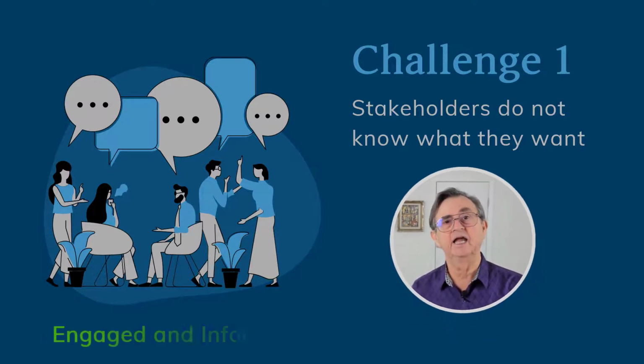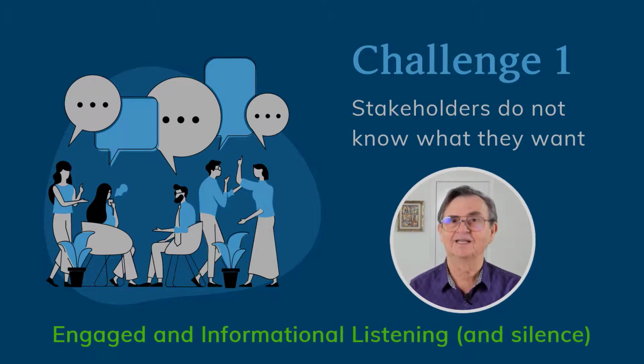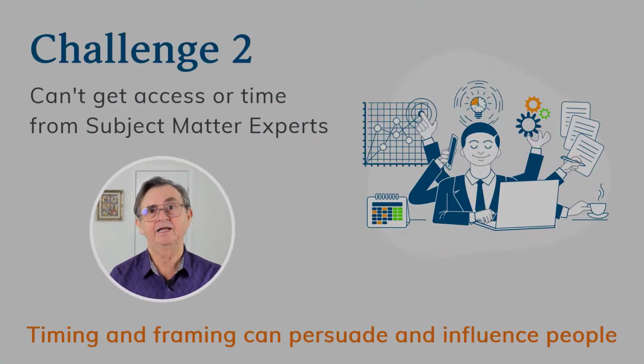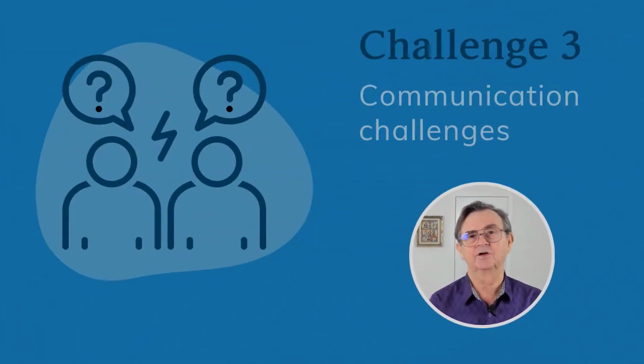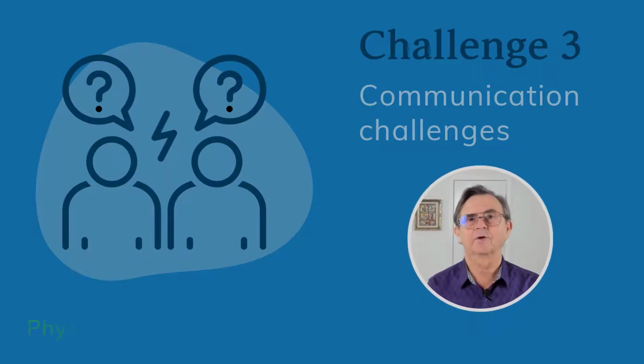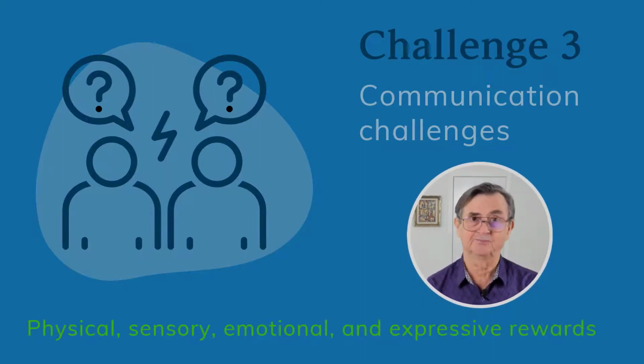Learning and applying techniques like engaged and informational listening and silence in your stakeholder conversations helps them contemplate the business value of their needs. Asking for business value instead of the challenging why encourages stakeholders to express legitimate needs. Timing and framing can persuade and influence people to give you the time you need from them. If you find the right rewards, you can even entice them to give you more time than they think they have available. The entire purpose of understanding how the conscious and non-conscious mind works is to minimize communication challenges. Offering appropriate rewards by scaling upwards can work wonders. Remember, you get maximum return by scaling up from physical to sensory to emotional and then to expressive rewards.